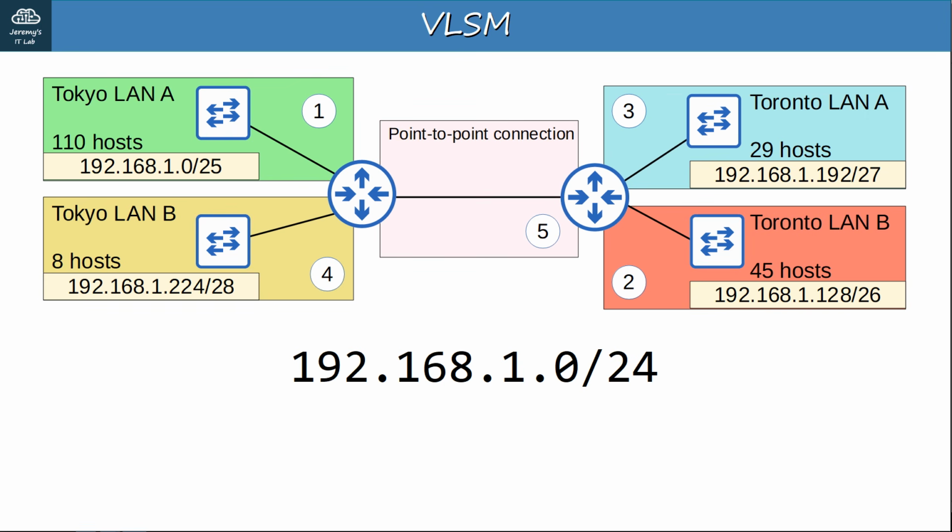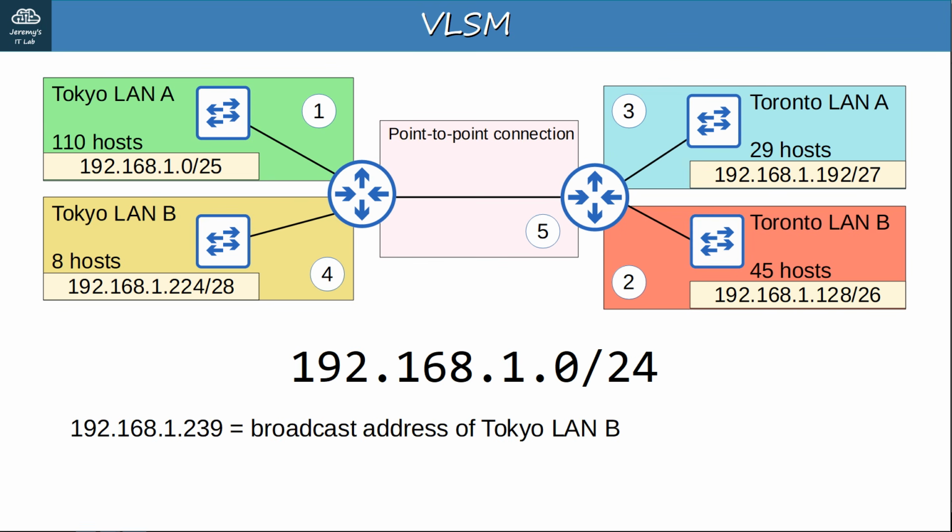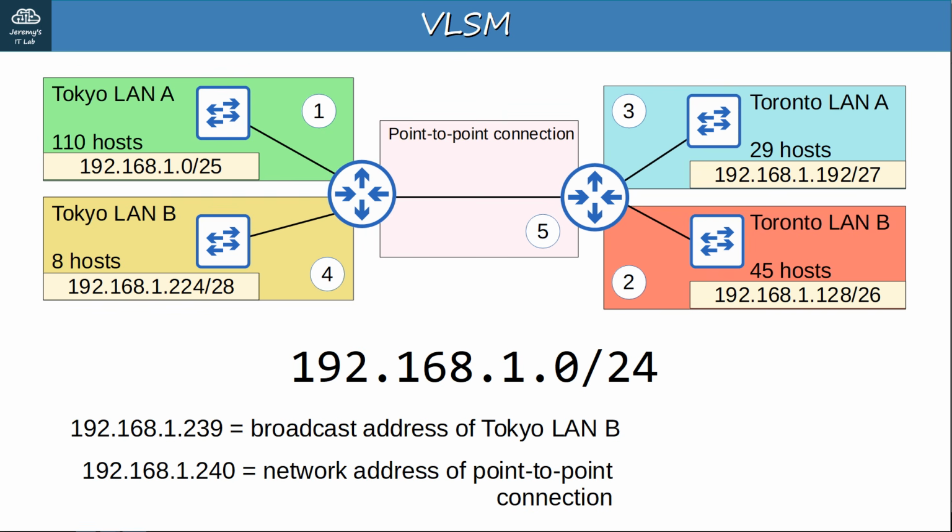So we've used address space all the way up to 192.168.1.239. There's not a lot of space left, but that's no problem. Point-to-point connections only require 2 addresses. 192.168.1.239 is the broadcast address of Tokyo LAN B. Therefore, 192.168.1.240 is the network address of the point-to-point connection.